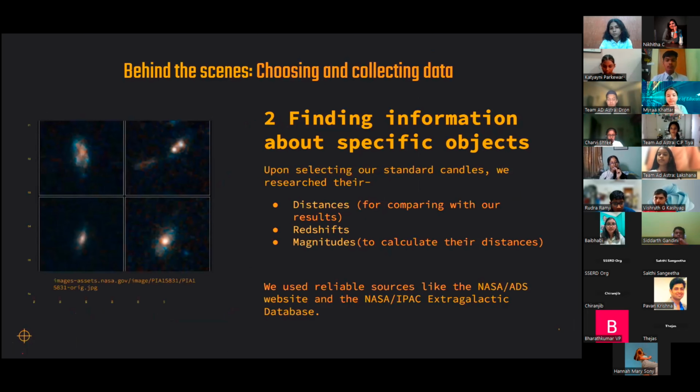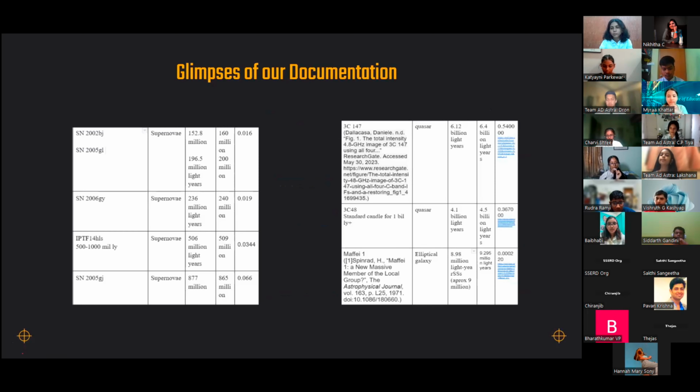After figuring out our standard candles, we started researching to find out their distances in order to compare them with the results we calculate and to make sure that they fall in their range, their redshifts, an essential part of the equation, and their absolute and apparent magnitudes in order to calculate their distances. We used sites such as the NASA ADS website and the NASA IPAC Extragalactic Database in order to find reliable and credible information. We also adopted a method of cross-checking the information we found in order to minimize and prevent errors. A few examples of how we documented our findings: the first column being the names of the standard candles, the second one being the distances that we calculated, the third one being the distances that we found, and the fourth one being the redshifts.